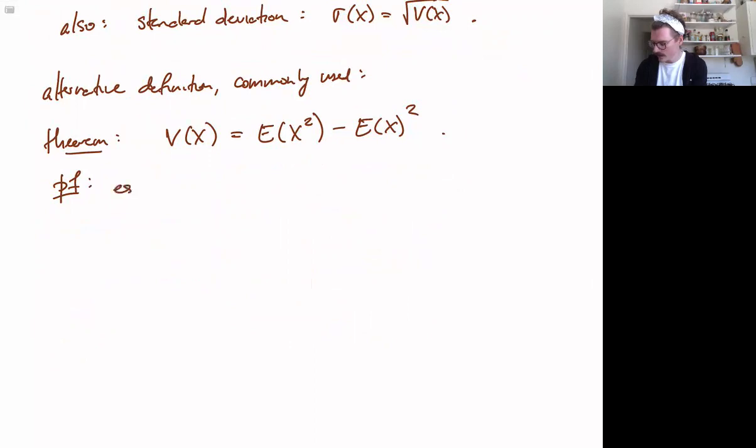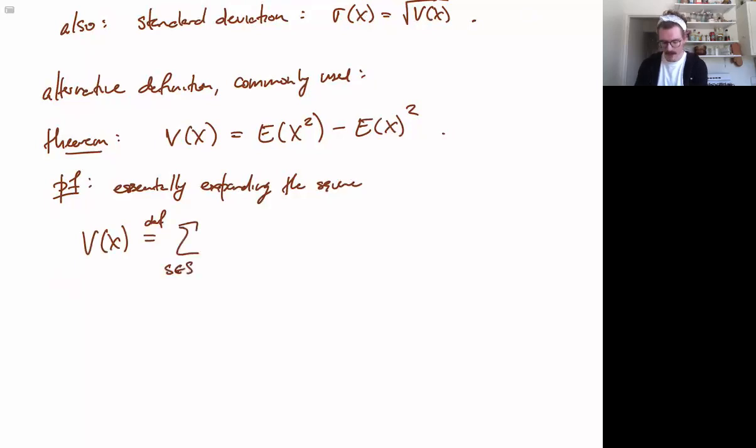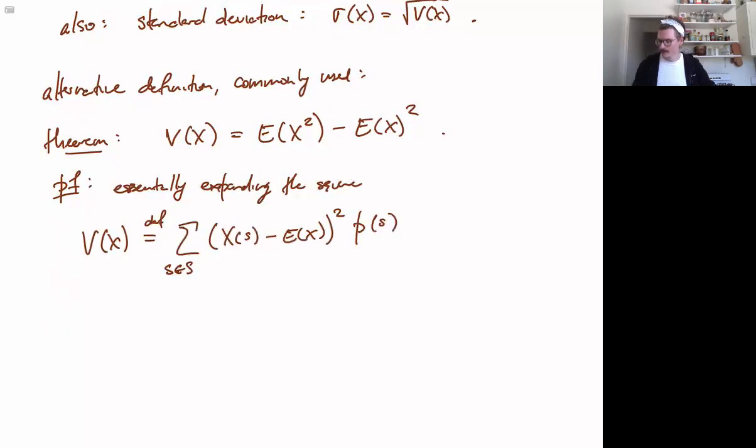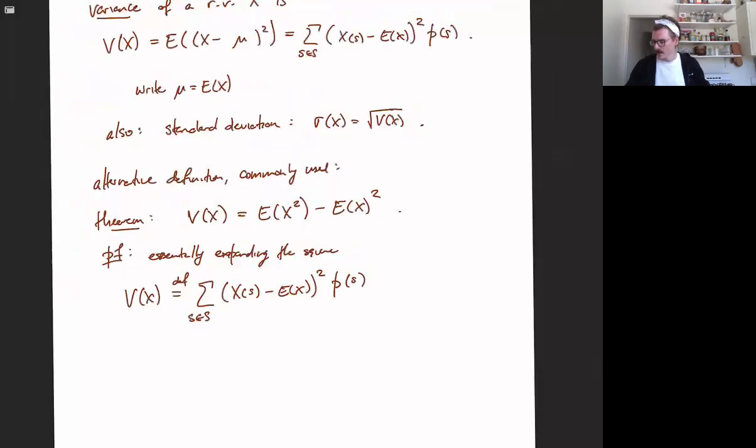So we're essentially expanding the square. So the variance of x is defined to be the sum over s in S of the random variable at s minus the expected value of the random variable, a constant, squared times the probability of s. This is exactly the definition that we wrote down up here.